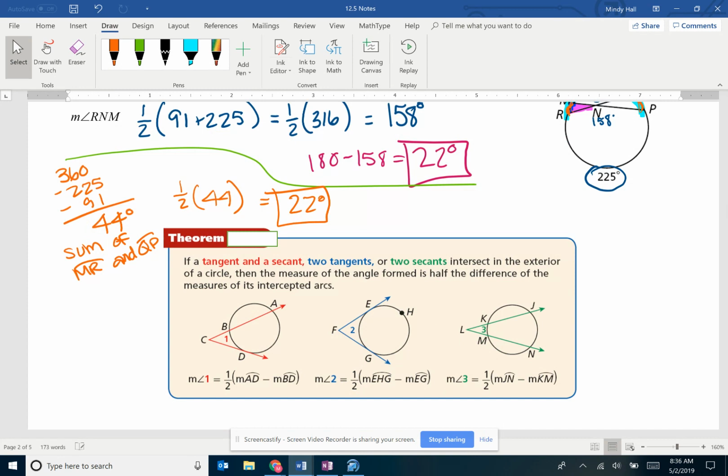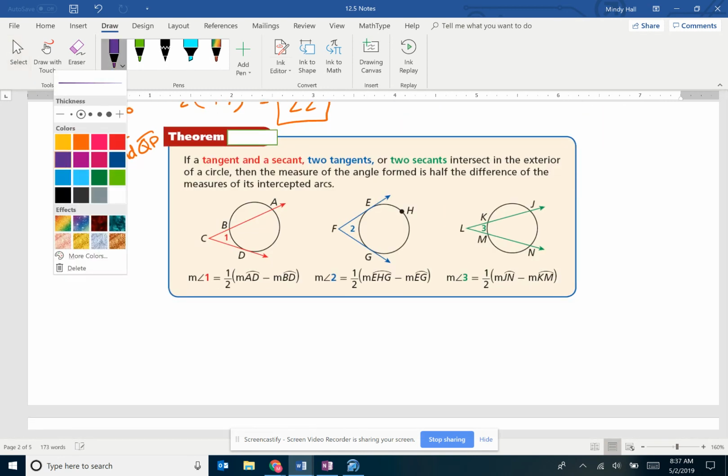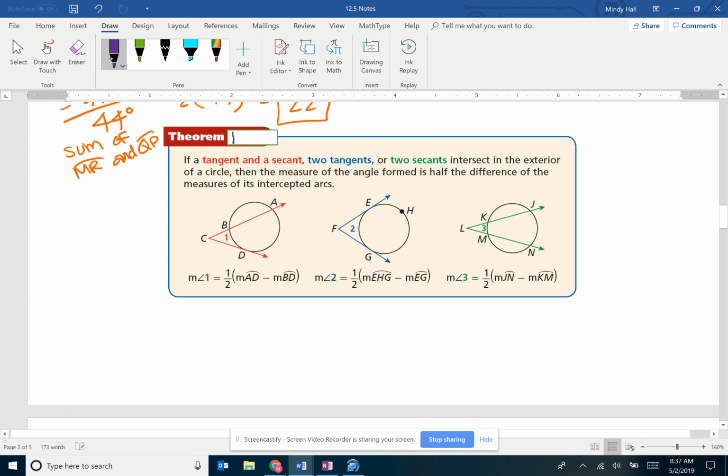Okay. So our next theorem is 12-5-3. And this one has a lot of possibilities in how it can be made. You can have a tangent and a secant, two tangents, or two secants. But you notice it's all just a bunch of lines outside of a circle. But if they intersect in the exterior of a circle, then the measure of the angle formed is half the difference of the measures of its intercepted arcs.